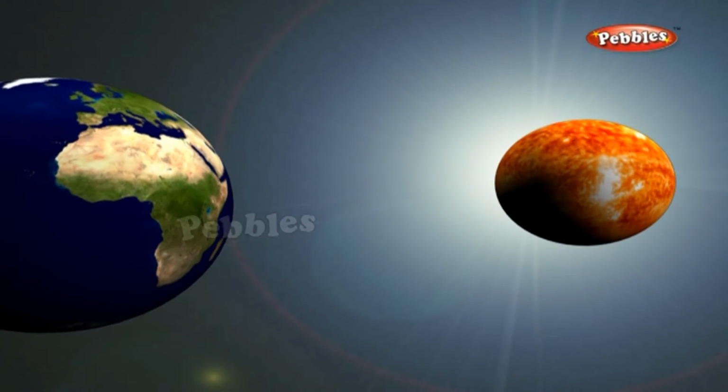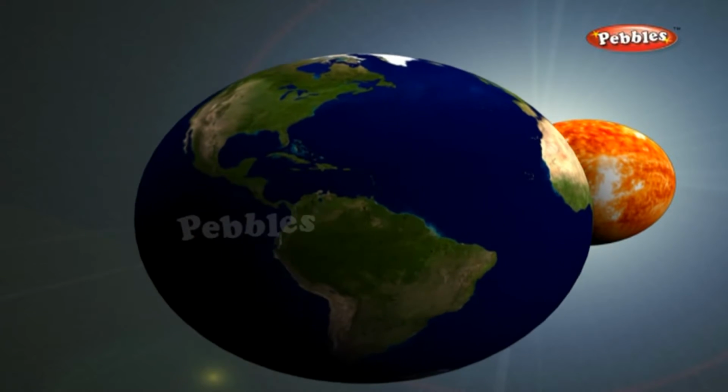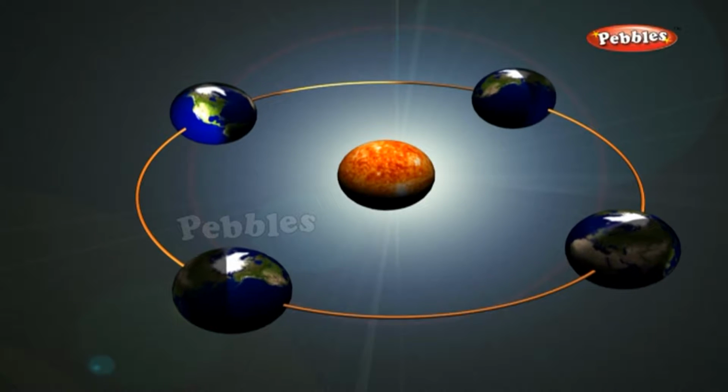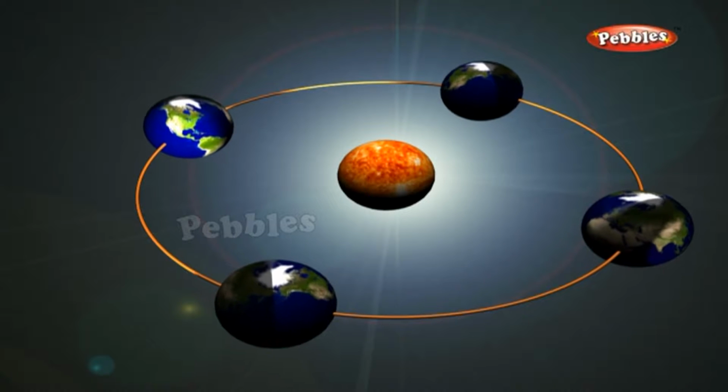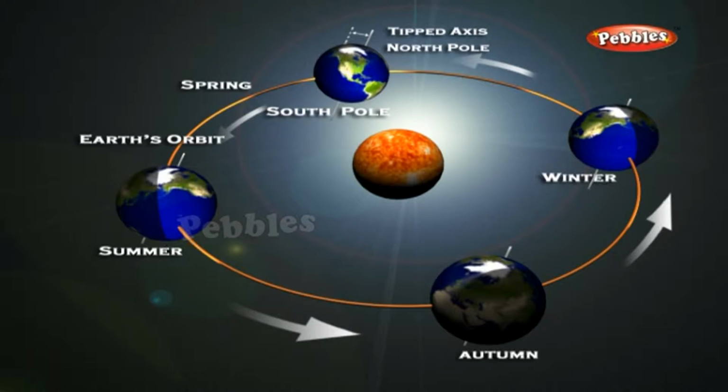We know that the Earth rotates about its axis and also revolves around the Sun. The time taken by the Earth to complete one rotation about its axis is called a day. The time taken by the Earth to revolve once around the Sun is called a year.